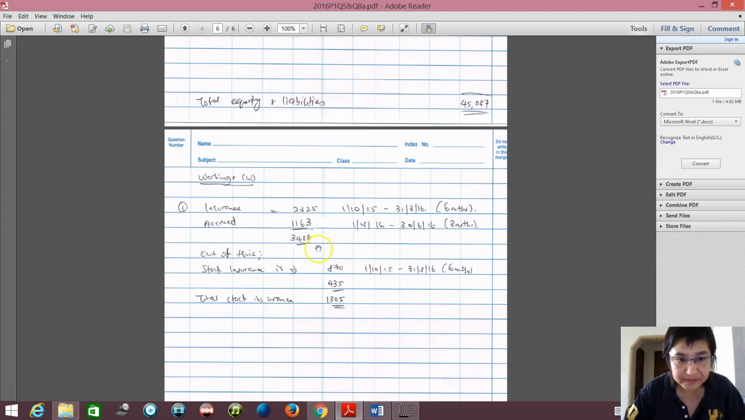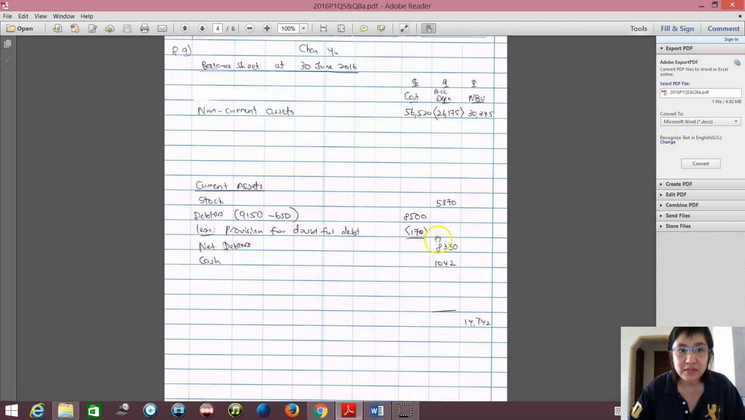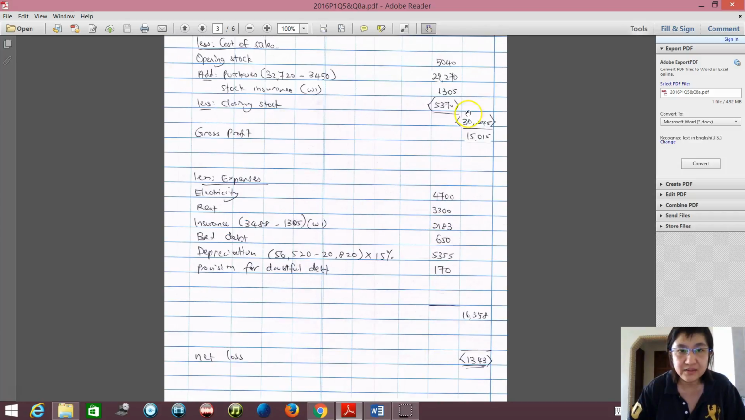Out of the total insurance expense, the stock insurance is 870 for these 6 months. For these 3 months, it will be half of that, so the total stock insurance is 1305. The 1305 will go under cost of sales. The balance, 3488 minus the 1305, will go under expenses, because this is indirect. This is direct, so it goes under cost of sales.